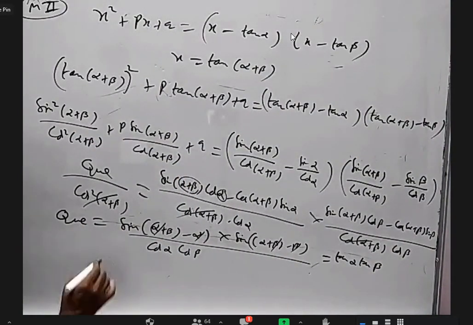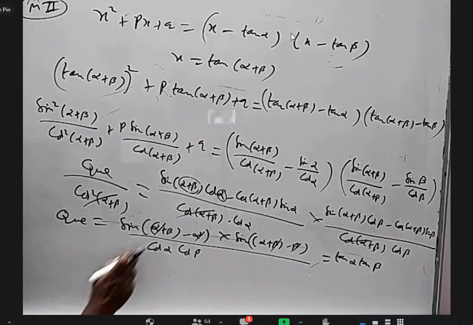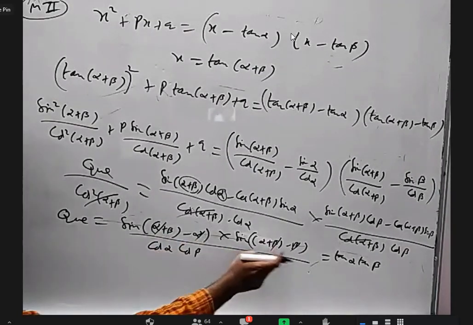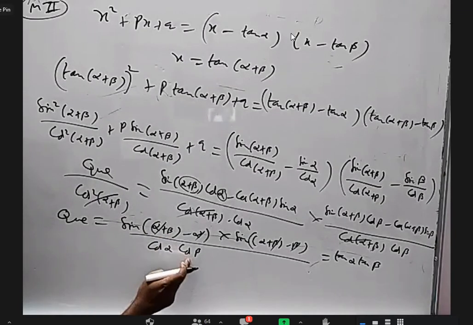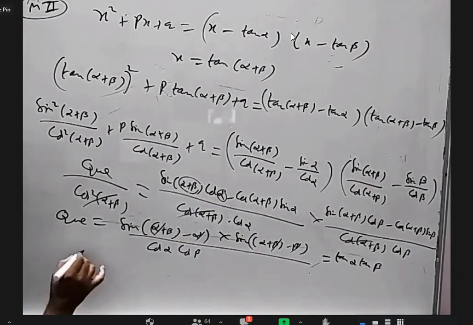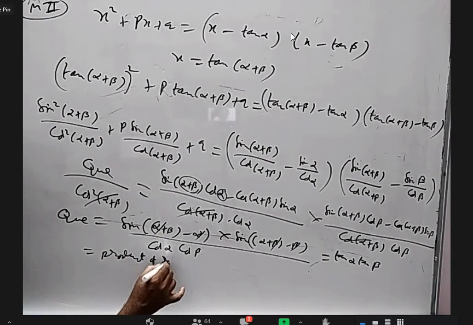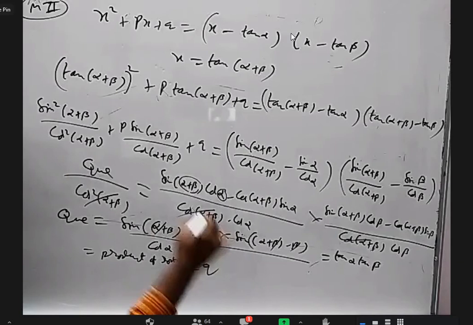Sir, how did you cancel those, sir? Alpha and beta? No, I did not cancel. Alpha and alpha I cancelled, beta and beta I cancelled. Sin β by cos β is tan β, sin α by cos α is tan α. Okay, sir. And that is the product of roots. That is equal to q.